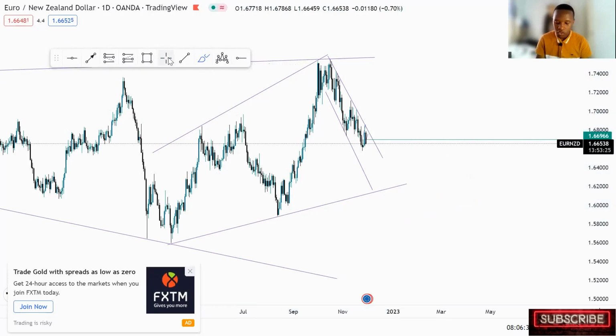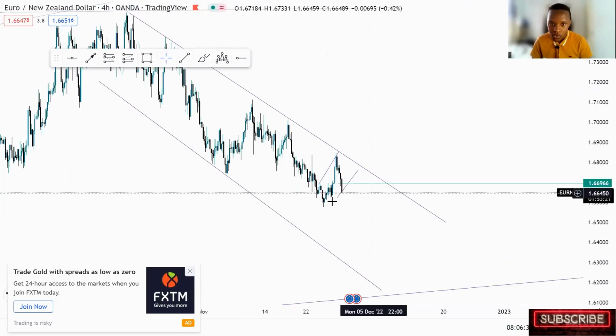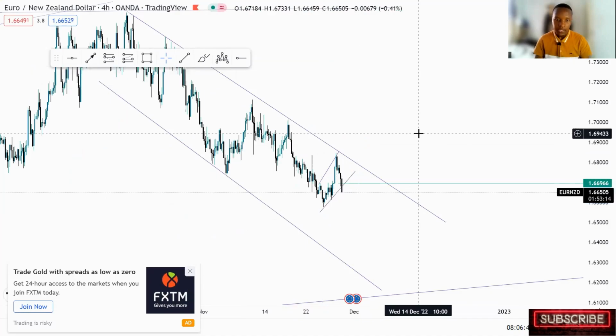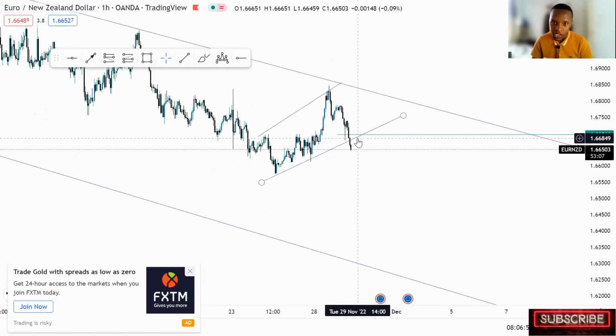Okay, going to the 4 hours now, you can literally see what's going on here, right? So I'm just going to fix it like that so it makes sense. So let's go to the 1 hour time frame. So going to the 1 hour time frame, the market has broken out.